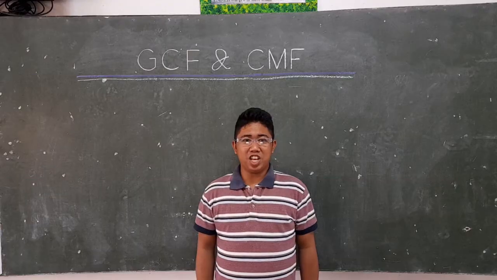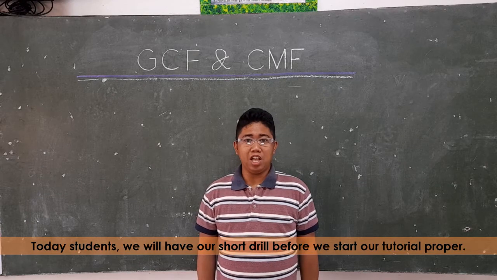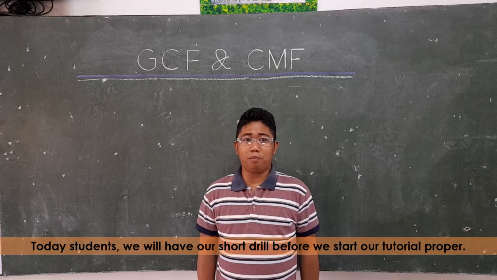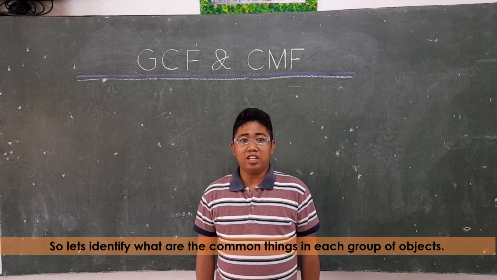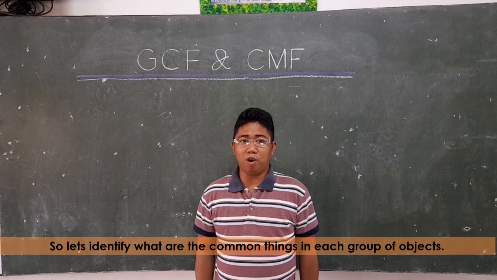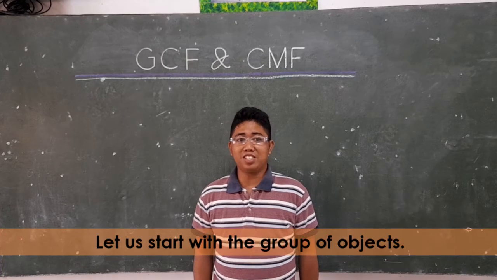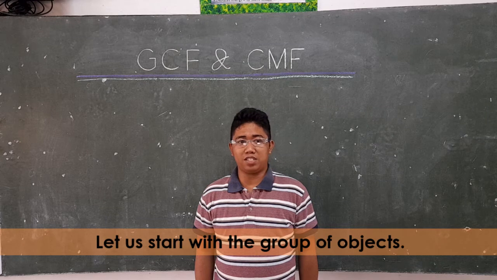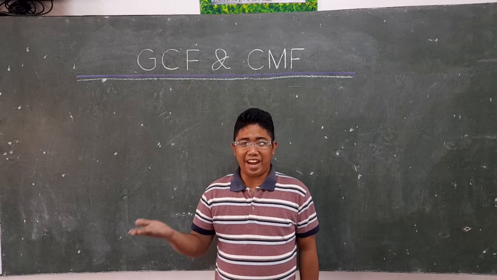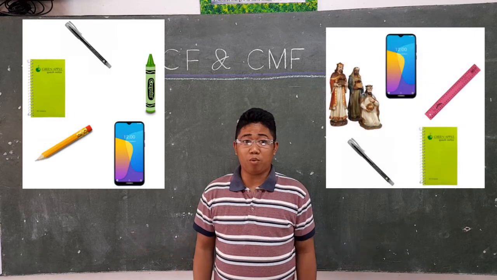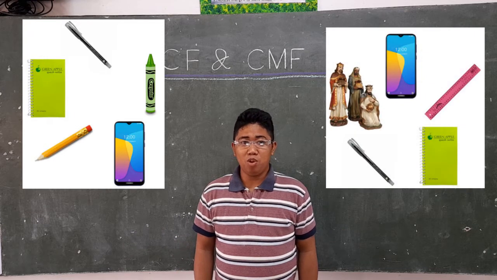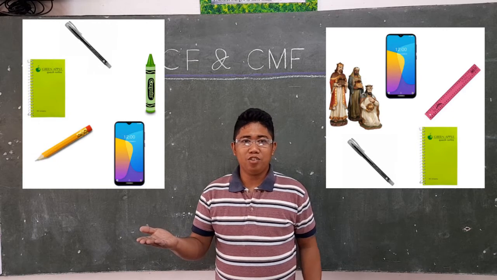Today, students, we will have our short drill before we start our tutorial proper. So, let's identify what are the common things in every group of objects. Let us start with a group of objects. We have group A and group B. So, I would like to ask a question: what are the objects that are common to group A and group B?